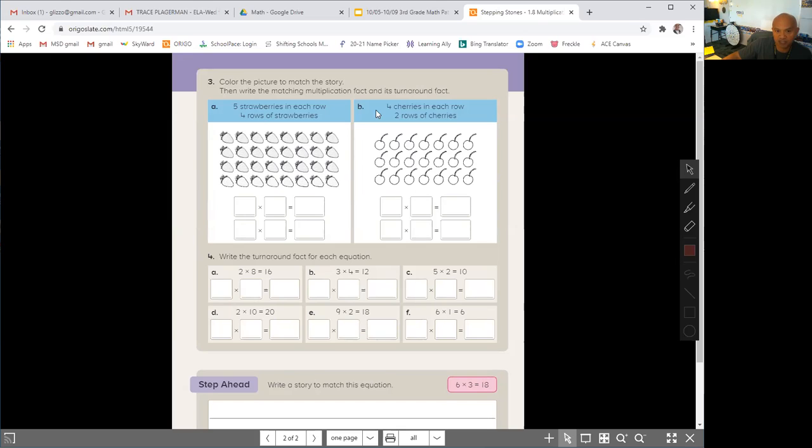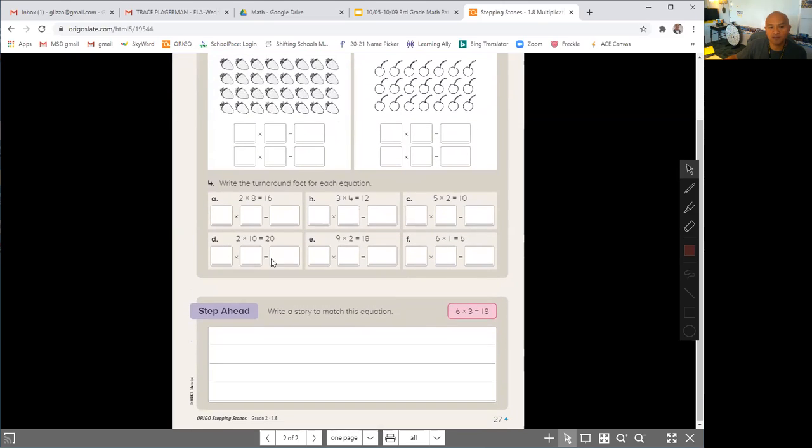Okay, same thing here on the cherries. 4 cherries in each row, 2 rows. Oh, but look, they're trying to trick you. They added a 3rd row. Don't get tricked. Okay, only color 4 cherries in 2 rows. So the first 4 cherries, and then write those turnaround facts here. On number 4, they're helping us out. They gave us the first fact with the answer. So all we have to do is turn around the first 2 numbers. Instead of 2 times 8, you're going to say 8 times 2. And they already gave us the answer, so that's kind of easy.